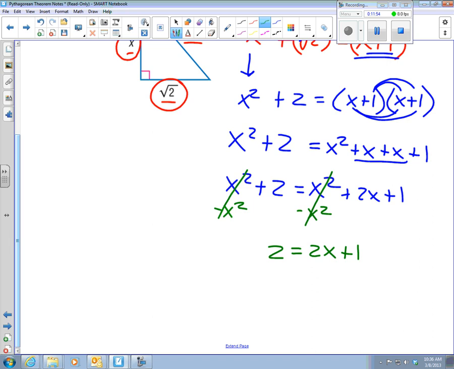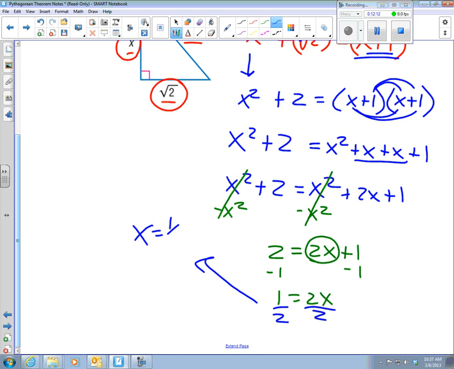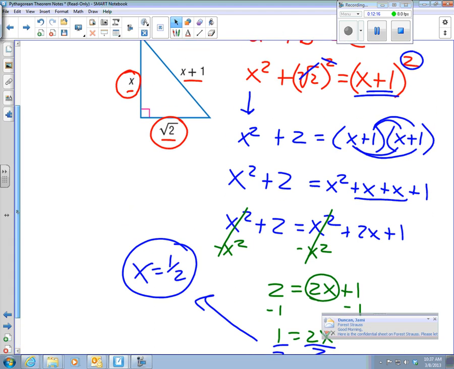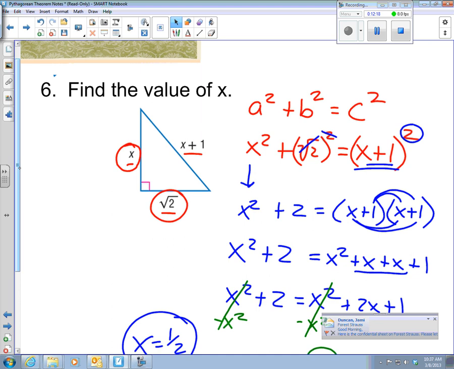Now it's a linear equation. We can simply solve this by getting x by itself. So we're going to subtract 1. 1 equals 2x. And then just divide both sides by 2. So I get this. x equals 1/2. Now, what did they ask us for in the original problem? They said find the value of x. So 1/2. We are done.